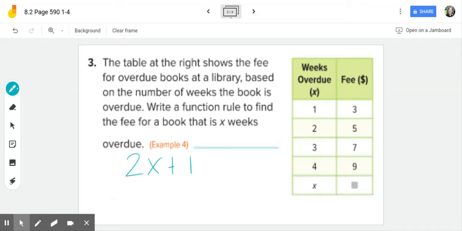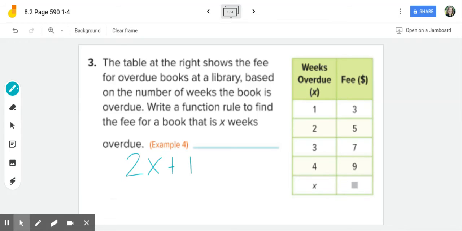and it will work every time, right? So in order to figure this out, what would that $1 be? I don't know, maybe like a processing fee that you automatically have to pay, but then it's 2 times the number of weeks that it's overdue, right? Okay, so write a function rule, and there it is, 2 times X plus 1. So whatever X is, if it's 16 weeks overdue, how much is it going to be? 16 times 2 is 32, plus 1 is 33.